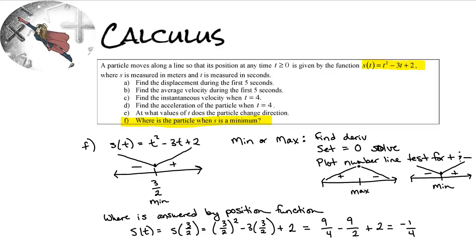And that's a position which would be measured by meters. And so the particle is at negative 1/4 meters compared to wherever it was before. So the answer is just negative 1/4 meters. That might seem funny that a position came out negative, but that is possible because we're talking about a particle moving on a line. So it's probably in relationship to the origin. And so that is it.